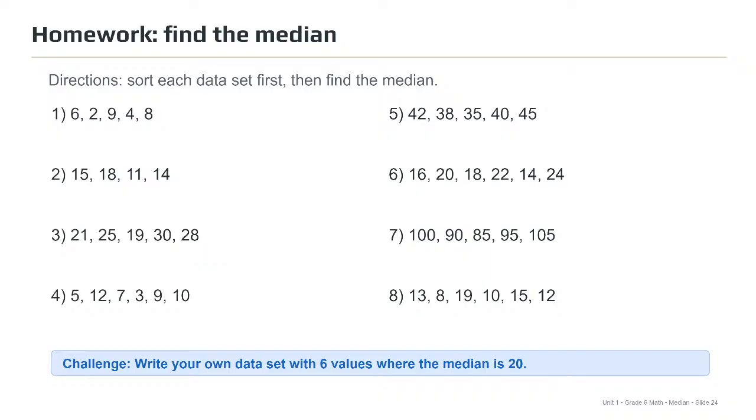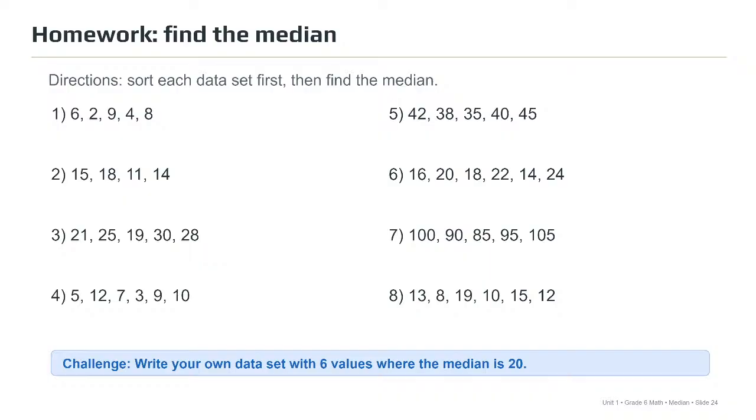So number 2 is 15, 18, 11, 14. 3 is 21, 25, 19, 30, 28. 4 is 5, 12, 7, 3, 9, 10. 5 is 42, 38, 35, 40, 45. 6 is 16, 20, 18, 22, 14, and 24. 7 is 100, 90, 85, 95, 105. 8 is 13, 8, 19, 10, 15, and 12.